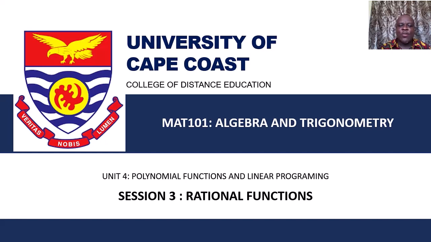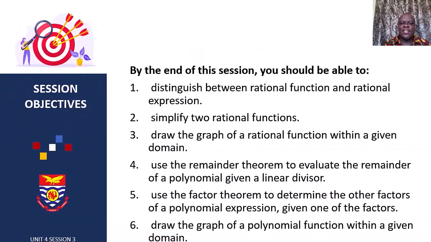We continue with Unit 4, which is on polynomial functions and linear programming. We'll deal with Section 3 on rational functions. Let's look at the section objectives.